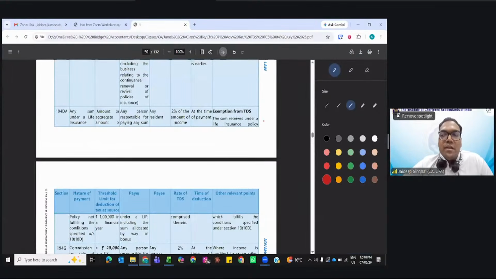Tell me, if something is exempt under 10(10D), should TDS be deducted? Now, this is at the maturity of the policies. If income is exempt under 10(10D), TDS should not be deducted. That's why there is exemption from TDS. If it is exempt under 10(10D), no TDS. But otherwise, if you get an amount from an insurance policy not fulfilling the conditions of 10(10D), and the amount exceeds one lakh, then there is a 2% TDS on the maturity of life insurance policies.